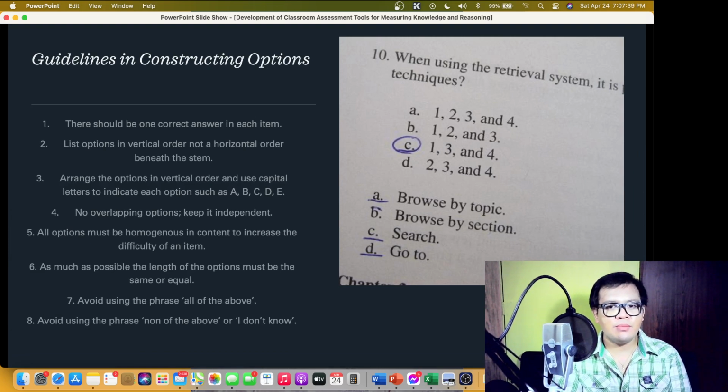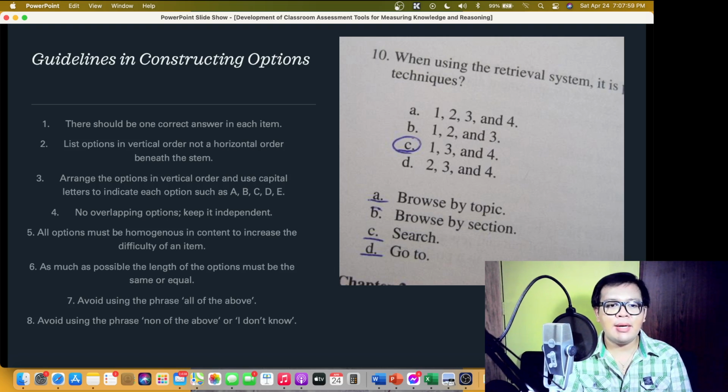Guidelines in constructing options. So number one, there should be a correct answer in each item. List options in vertical order, not in horizontal order beneath the STEM. Arrange the options in vertical order and use capital letters, and then indicate each option as A, B, C, D, or E. And no overlapping of options.